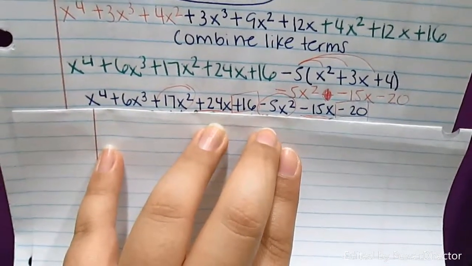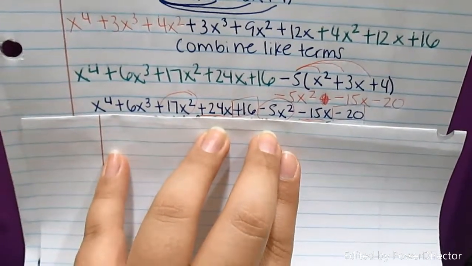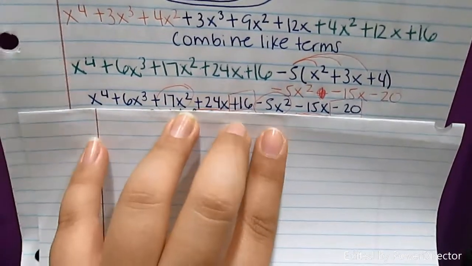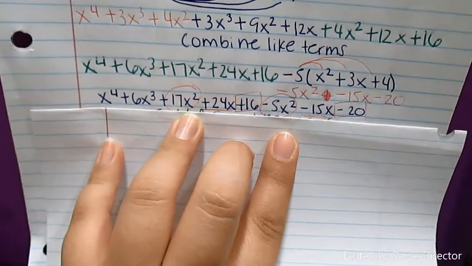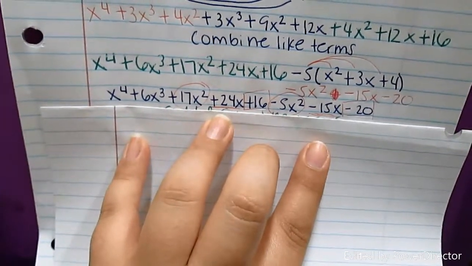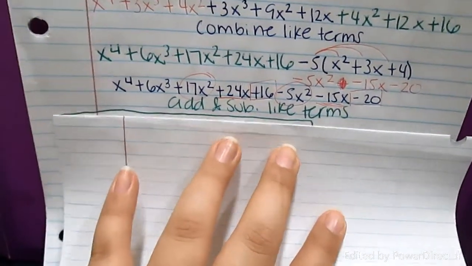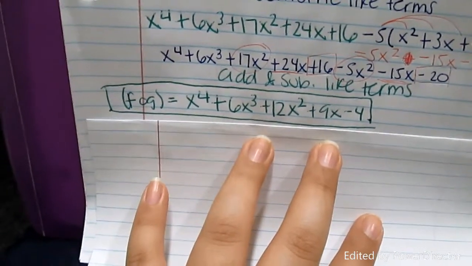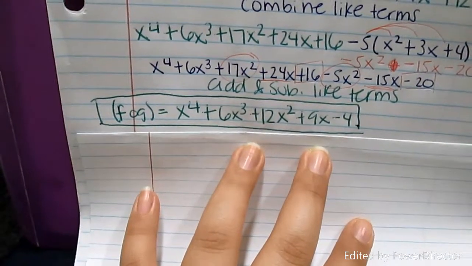What you should get is x to the fourth plus 6x to the third plus 17x to the second plus 24x plus 16 minus 5x to the second minus 15x minus 20. And I've circled like terms, and I've also underlined and squared them. So 17x to the second and negative 5x to the second can be combined. They can be subtracted. And then 24x and negative 15x can also be subtracted, and so on and so forth. Now, add and subtract like terms, and your answer for f of g times x should be x to the fourth plus 6x to the third plus 12x to the second plus 9x minus 4.